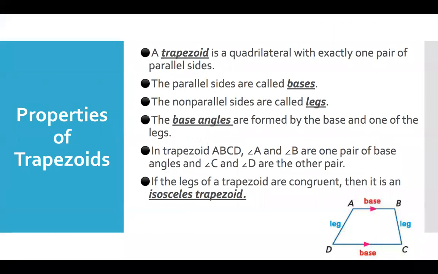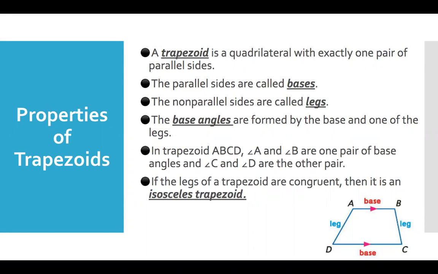A trapezoid is a quadrilateral with exactly one pair of parallel sides. Can you all on the computer see the screen? Okay, because I don't see the green box. Okay. The parallel sides are called bases. The non-parallel sides are called legs.